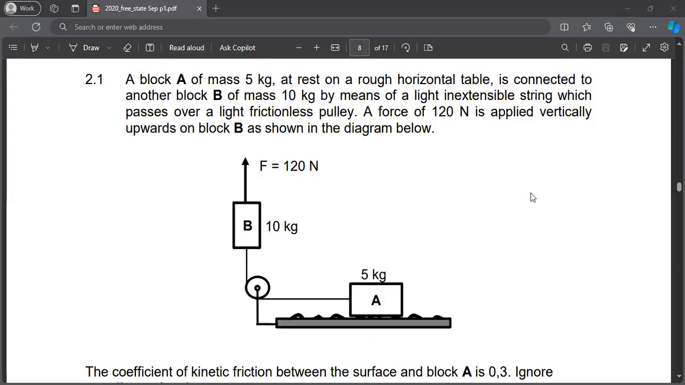So once again, we are focusing on the applications of Newton's second law, but we are going to talk a little bit of the universal law of gravitation. So let's consider this statement.